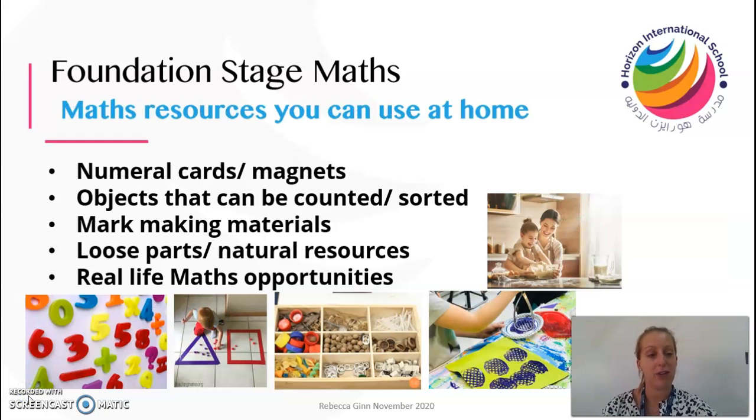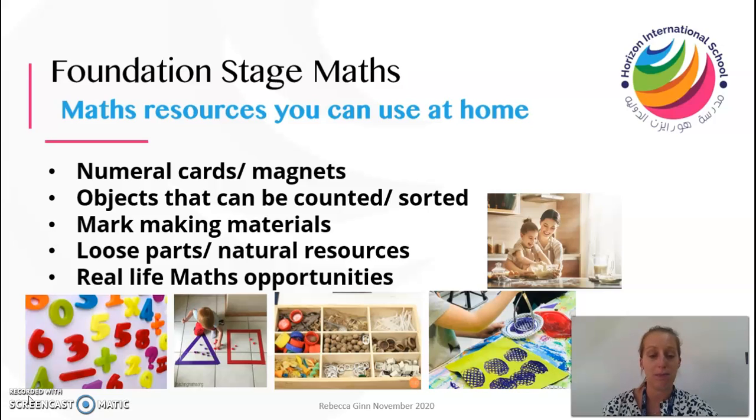Through this meeting, I've explained some of the main concepts and how they're taught in school. To finish the presentation, I'm going to give you some ideas of resources that you can use at home to support your child's maths learning. The first one is numeral cards. These can be handmade with your child. Talk about how the numbers are formed and use them when playing. You can also use number magnets.